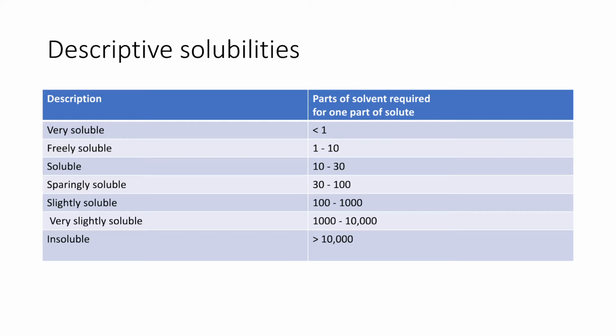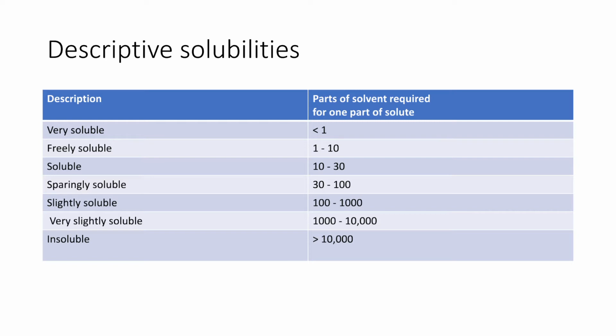It is actually based on how many parts of the solvent are required for one part of the solute. It is very simple. One part of the solute needs to be dissolved in how much amount of the solvent. When we say that a drug has very high solubility, it simply means that it requires less than one part of the solvent to dissolve one part of the solute. So a very soluble substance needs only less than one part of the solvent.